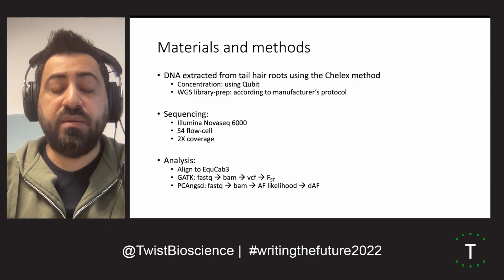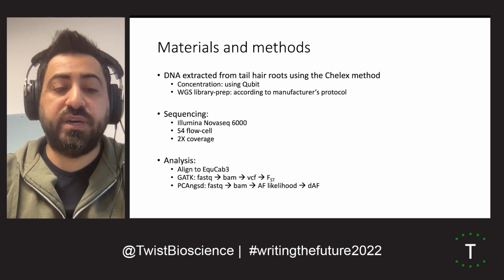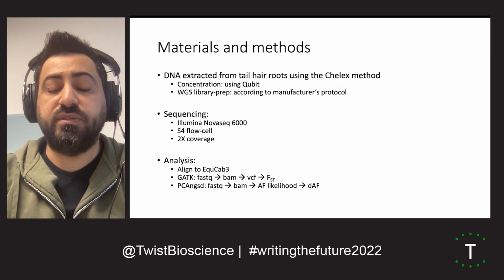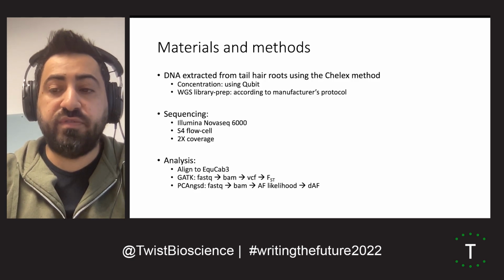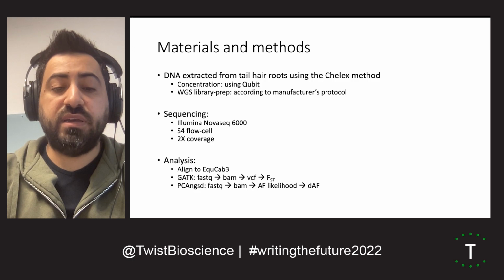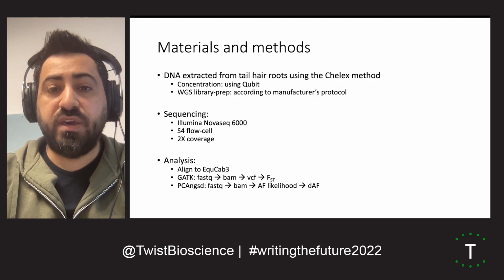Until I got the BAM, I used the GATK best practices pipeline, which takes me from the FastQ to the BAM files, which are the analysis ready BAM files. Then after that, I converted the BAM files to a VCF file, and there I calculated the FST.